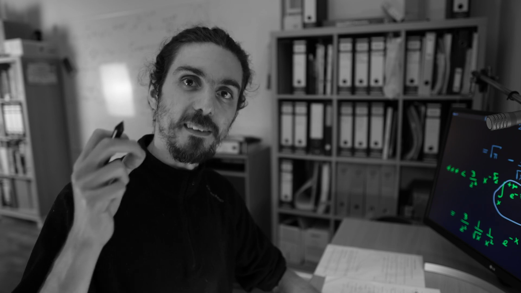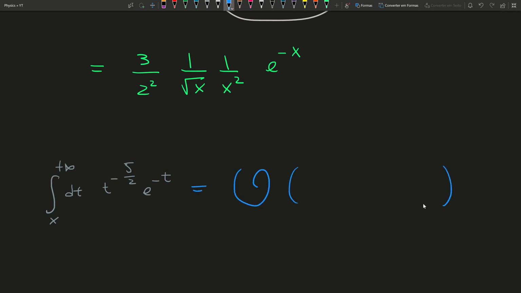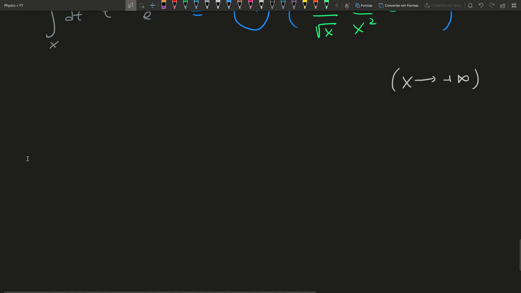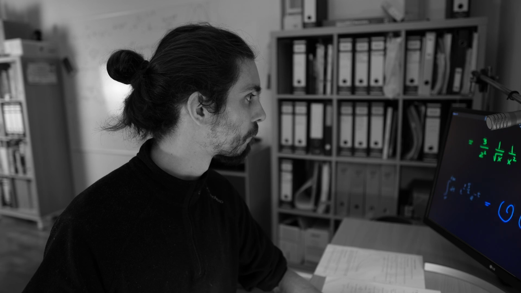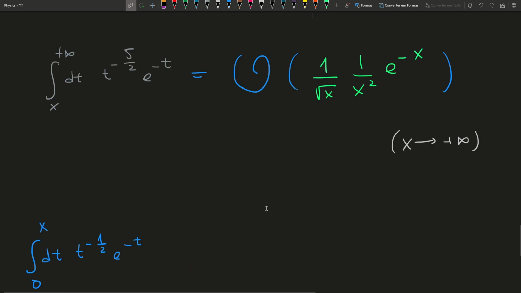What this means is that the integral that we are considering here can be said to be of the order, so it's a big O, of this thing here, 1 over square root of x, 1 over x squared, exponential minus x, in the regime when x is very large, so we must add when x goes to plus infinity. And finally, we can write our expansion that we found so far. We have our original integral here, and we also have the 3 terms here that we just found.